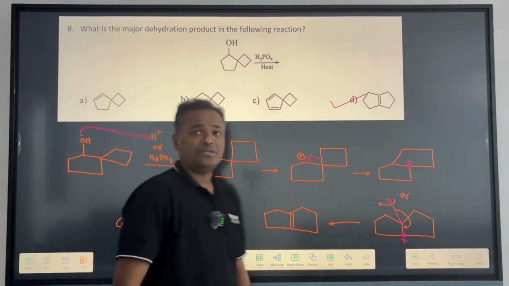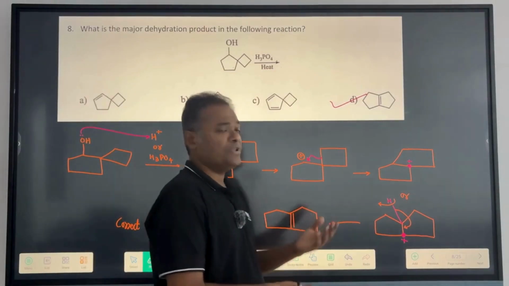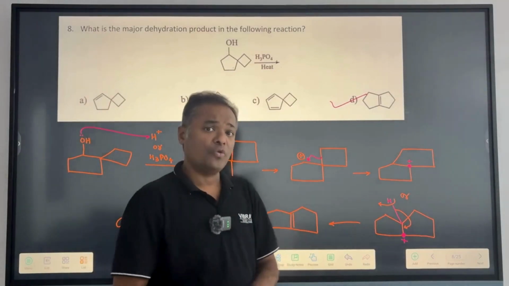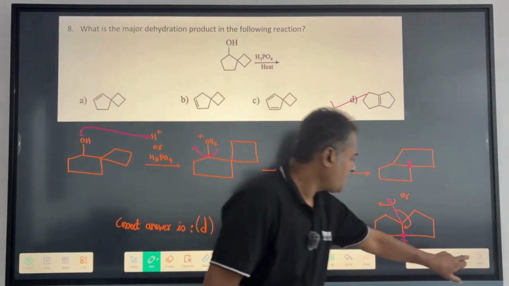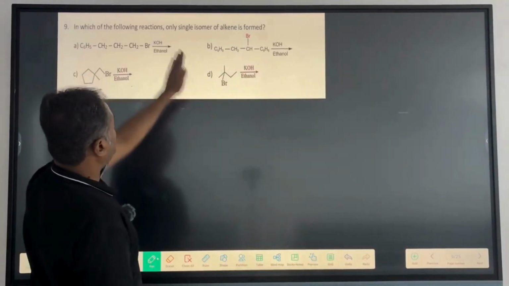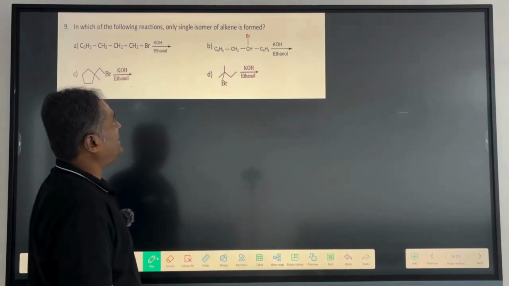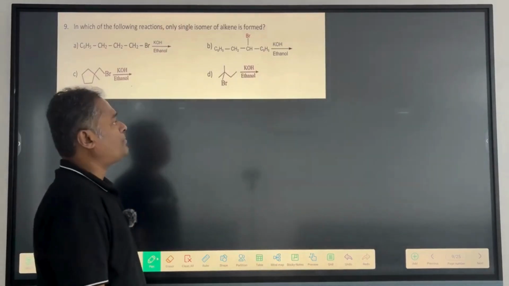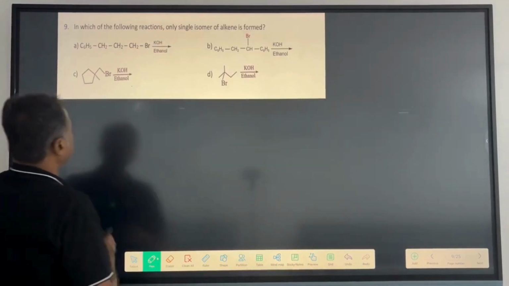So kids, I hope you are clear with this example. Let's go for the next question. Now the next question is: in which of the following reactions is only a single isomer of alkene obtained? Now if you want, we can take the first example.